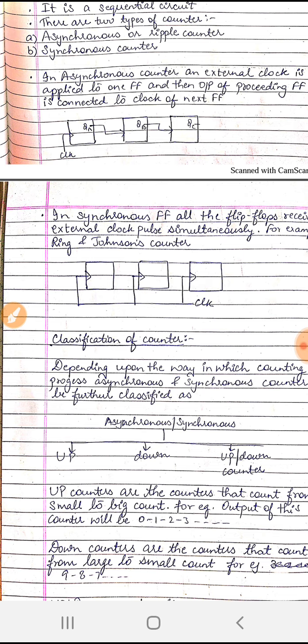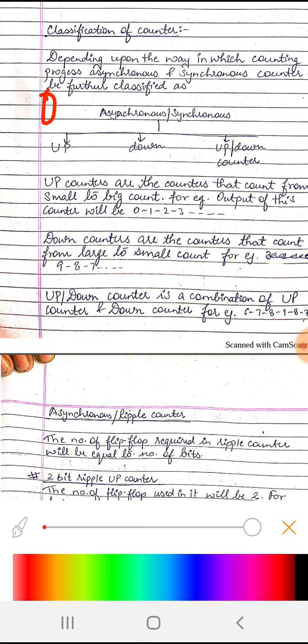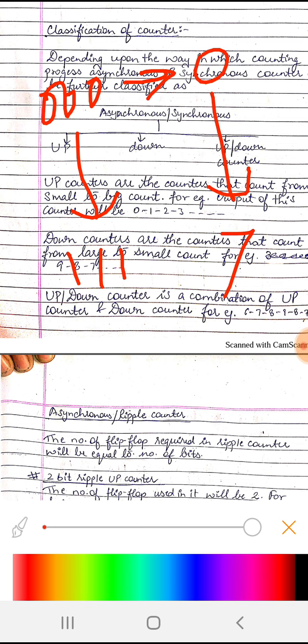Up counters are the counters that count from the small to the big count, as we have seen from 0 to 3, or if it is a 3-bit counter, then it will count from 000 to 111, that is 0 to 7. If it is a down counter, it will count inversely.